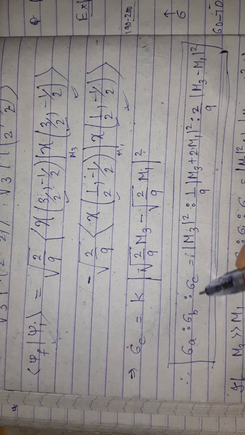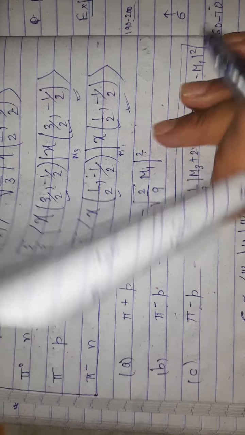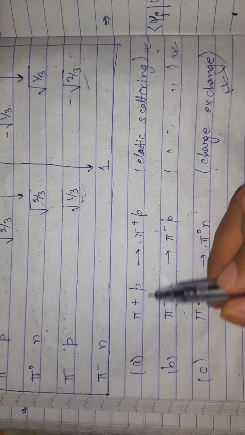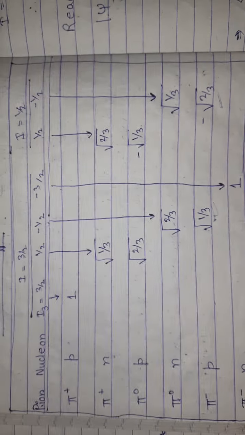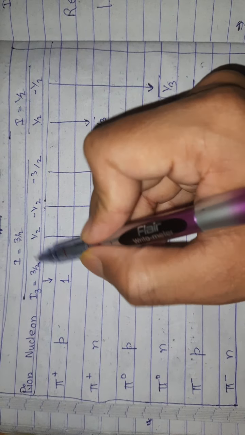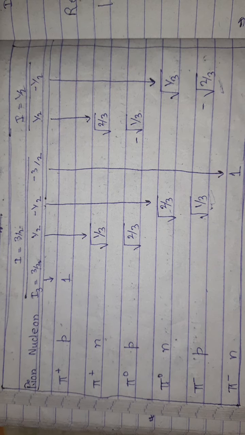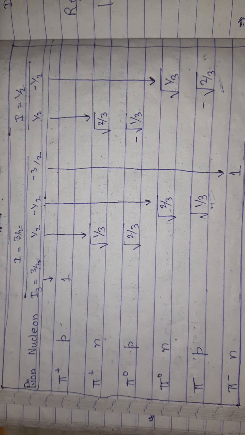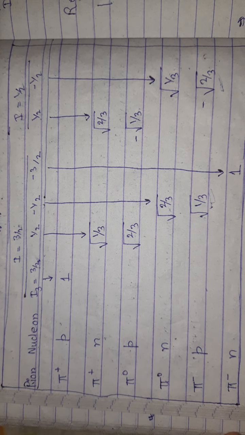I think the cross section of A is very clear. In case of A, we have only pi plus p tending to pi plus p, and pi plus p has no other component than 3 by 2, 3 by 2. So obviously psi initial and psi final are the same, so when they multiply they will give 1.